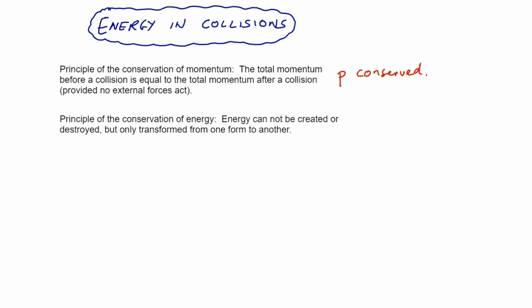There's also a similar principle for energy, the principle of the conservation of energy, which says that energy cannot be created or destroyed, but only transformed from one form to another. We're talking here about total energy, because it can change from one form to another, but nevertheless, it is conserved. So this is really important. In collisions, including explosions, momentum is conserved and total energy is conserved.